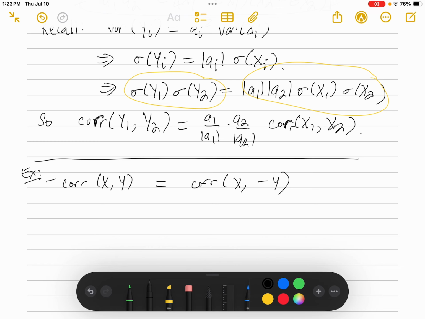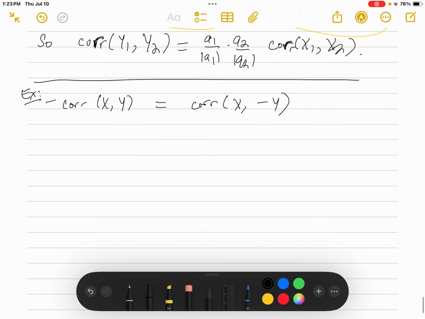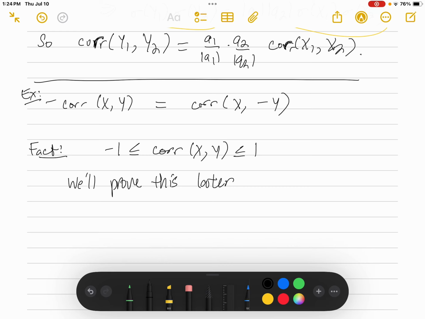There's an important fact about the correlation, which is that the correlation is always between -1 and 1. Whenever you have two random variables, the correlation is between -1 and 1. And we'll prove this later, because it's a somewhat complicated and involved proof.